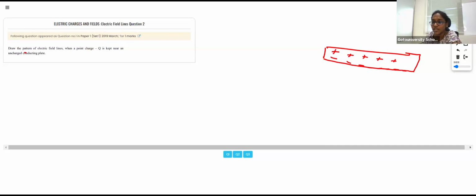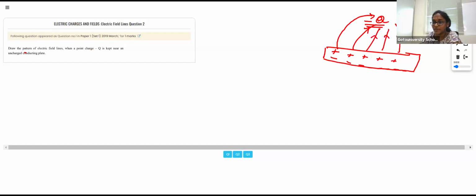When I'm putting a negative Q, it is a negative charge. So how will the electric field lines be? They will start from positive and go to negative, right? So we can draw the lines like this.